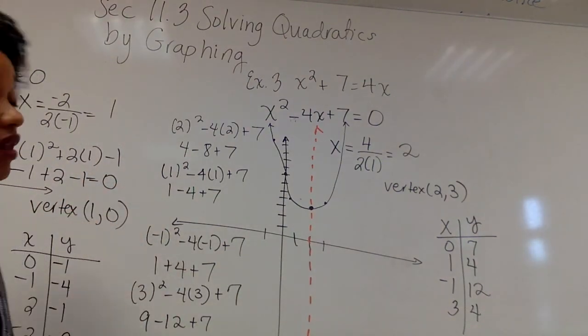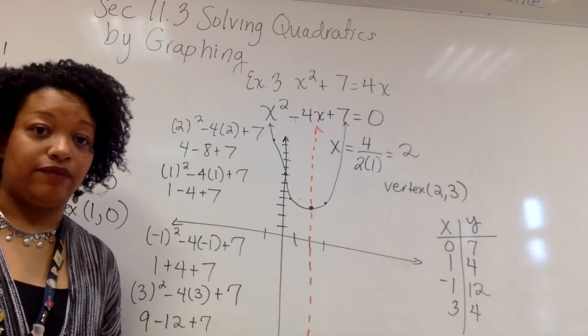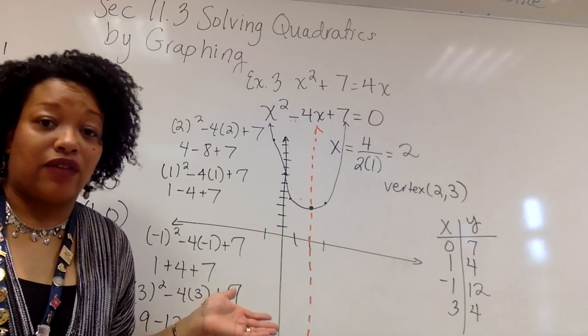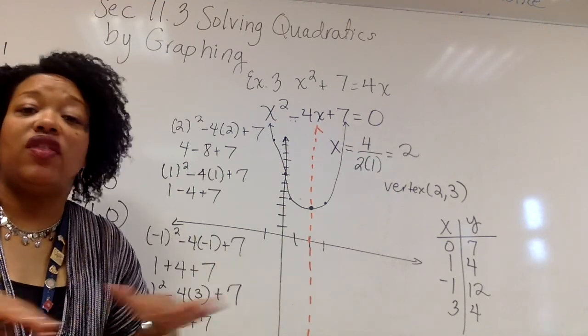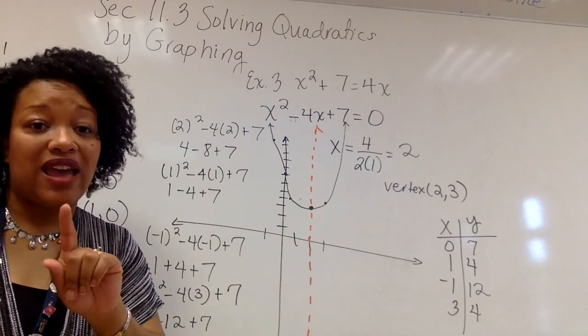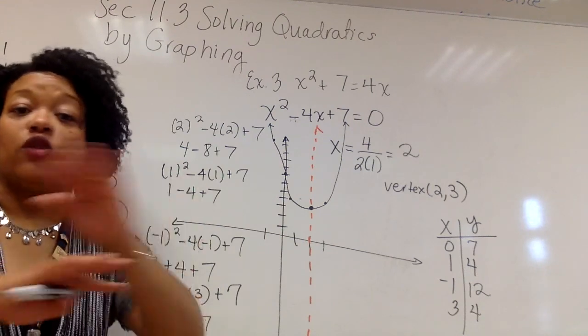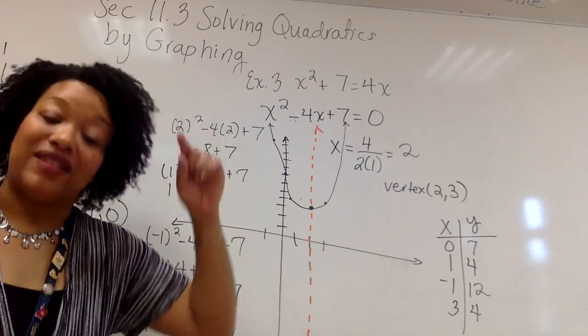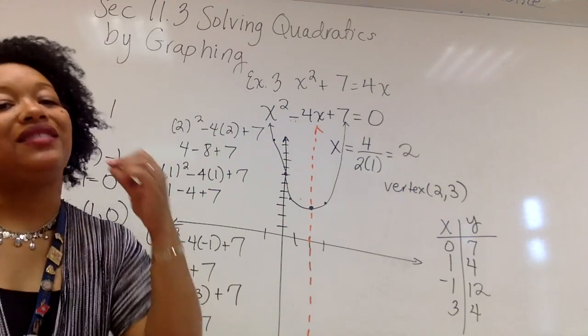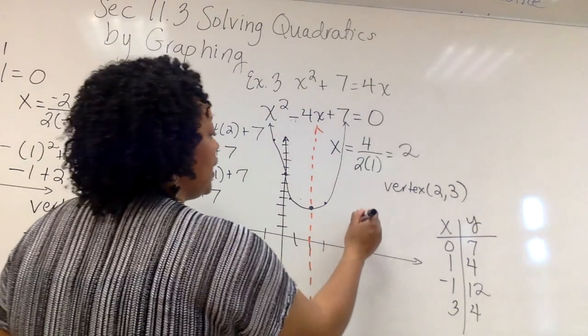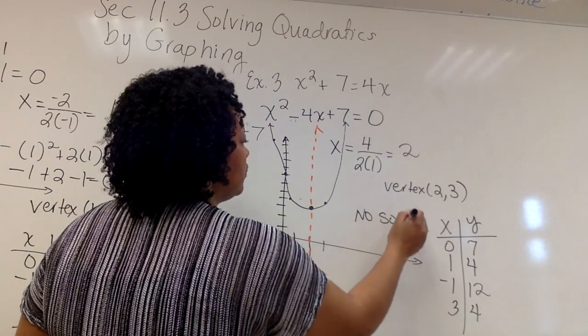Now, this is what I call a floater. Look at it. Look at that. It doesn't hit the x-axis at all. Nothing down here. So do you remember what that is? That's a no solution. So when it doesn't hit the x-axis, that means it doesn't have x-intercepts, which means it doesn't have solutions. So write no solution.